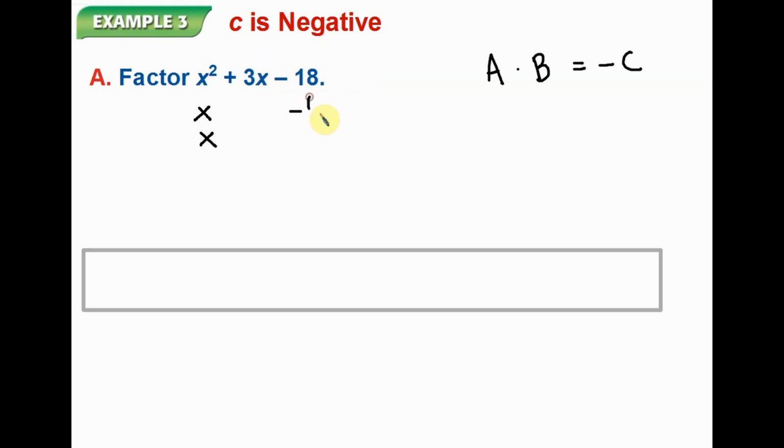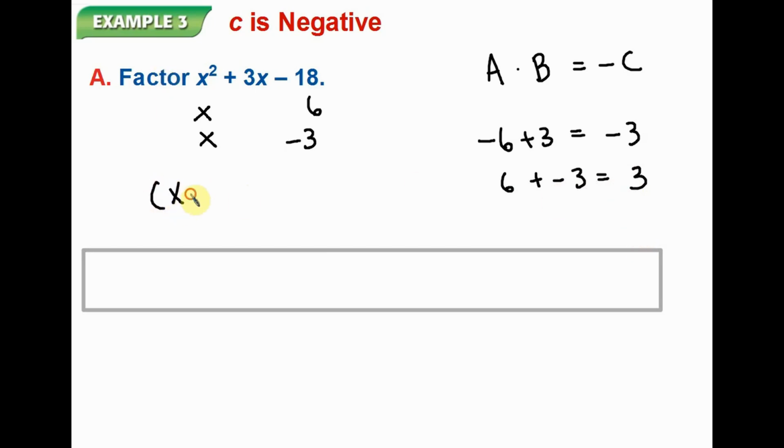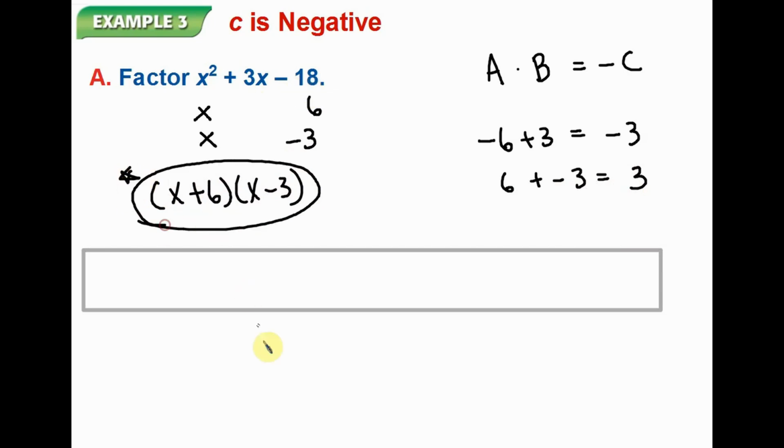If I had negative 6 with 3, when I multiply them, I'll get negative 18. However, when I add negative 6 plus 3, my result will be negative 3, not positive 3. So in this case, instead of having negative 6, what if I had positive 6 multiplied with negative 3? 6 times negative 3 will still be negative 18. And now when I add them, 6 minus 3 will equal positive 3. And that's how I know x plus 6 times x minus 3 will result in this expression.